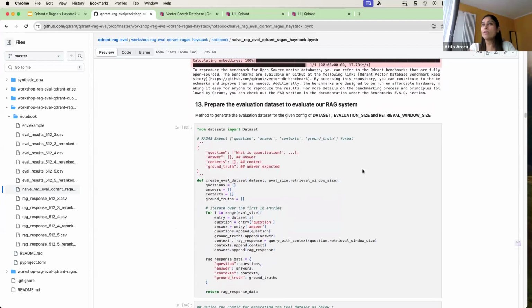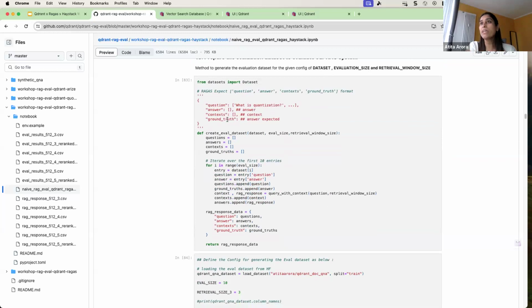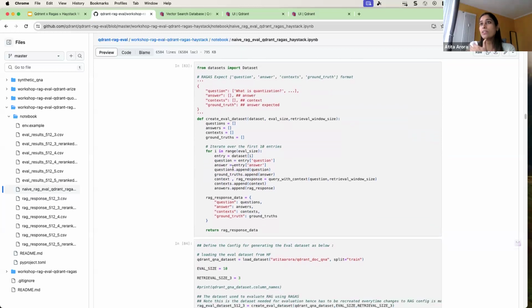So obviously we have to focus on the evaluation data set. RAGAS expects the data to come in a different format altogether, so this is something that we would be generating on the go. We would be using the question and answer as the ground truth and the questions for this data set generation. And we would be processing our questions and the context chunks through this subroutine called create eval dataset.